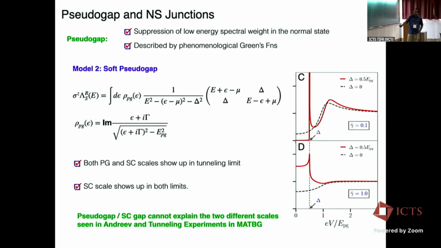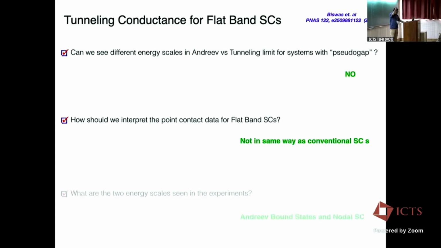Once again, you will first see in the tunneling limit, the superconducting scale shows up, which did not show up if you try to think of the experimental data in terms of a superconducting gap and a pseudogap. And then in both cases, once again, both scales essentially show up in these two things. So the net idea out of this is you cannot interpret your observed data in terms of a pseudogap and a superconducting gap. The data does not, and the theory doesn't work out.